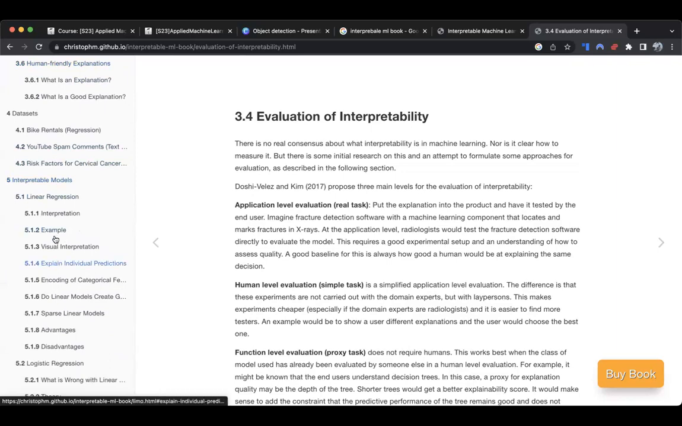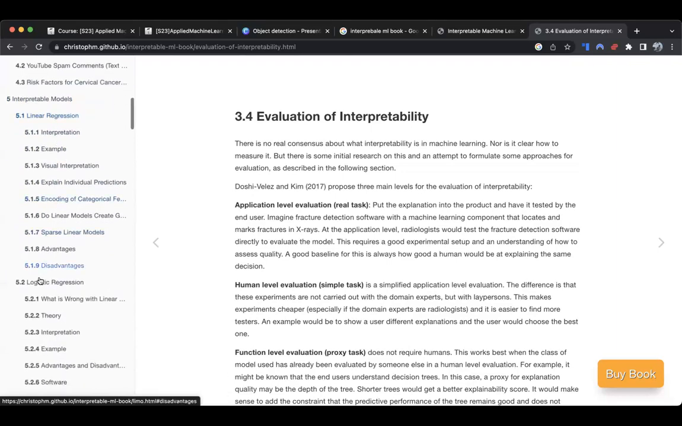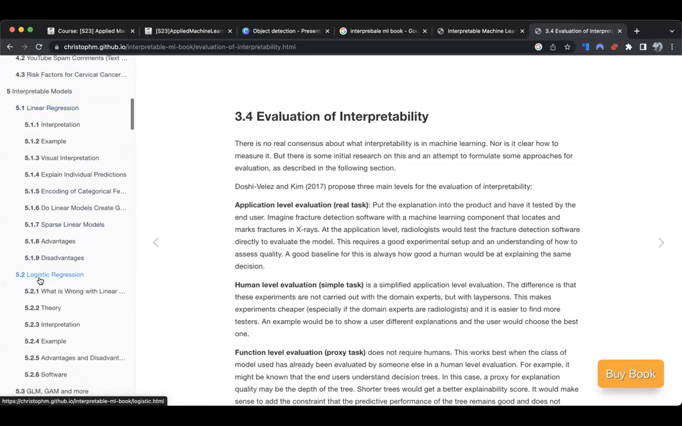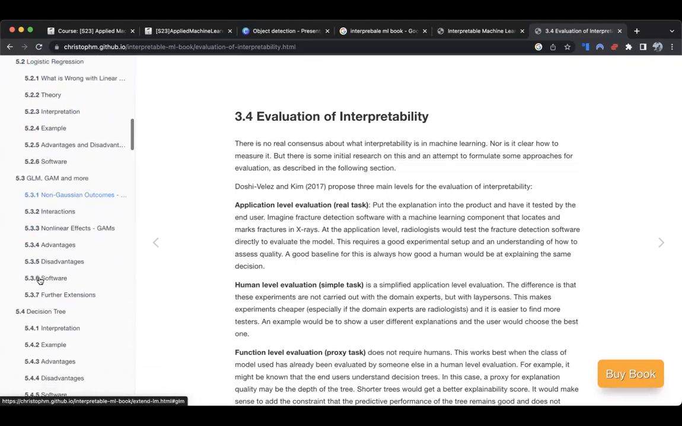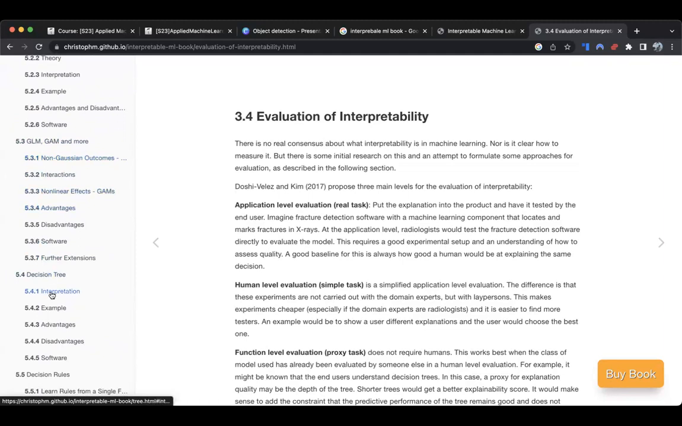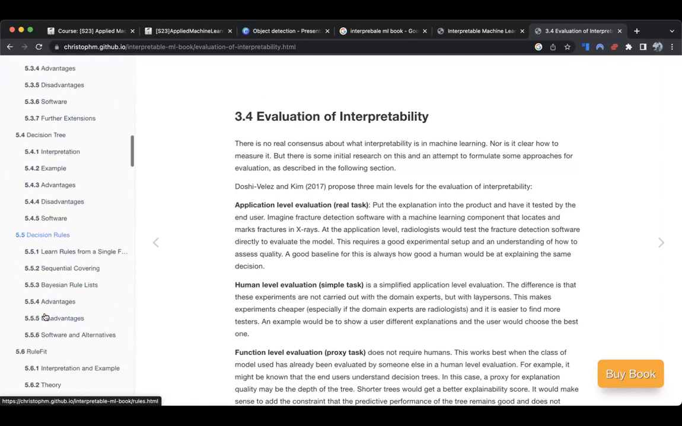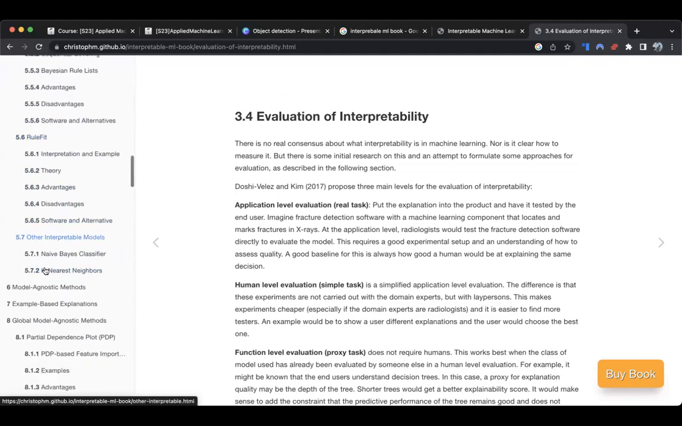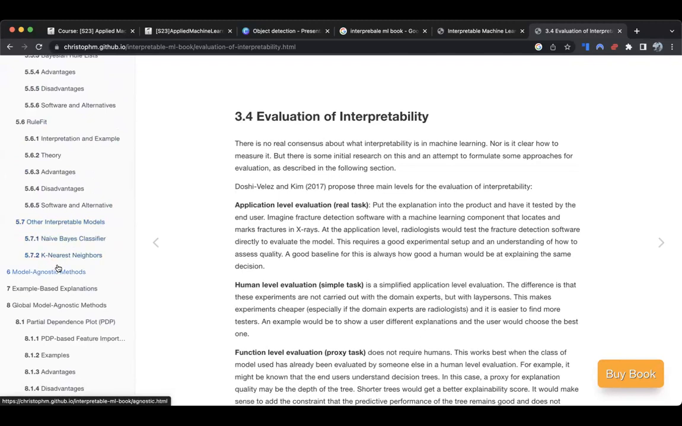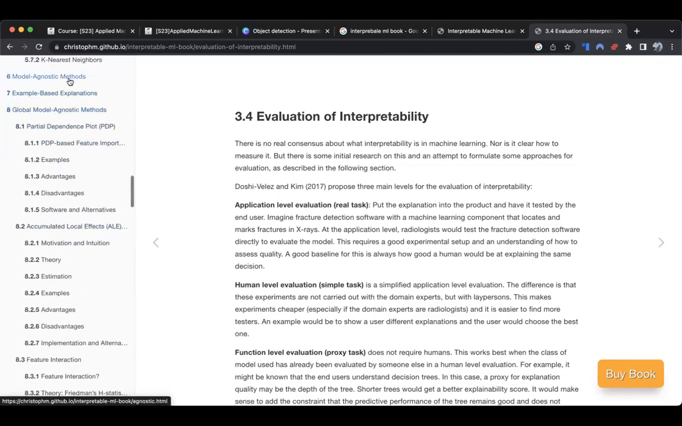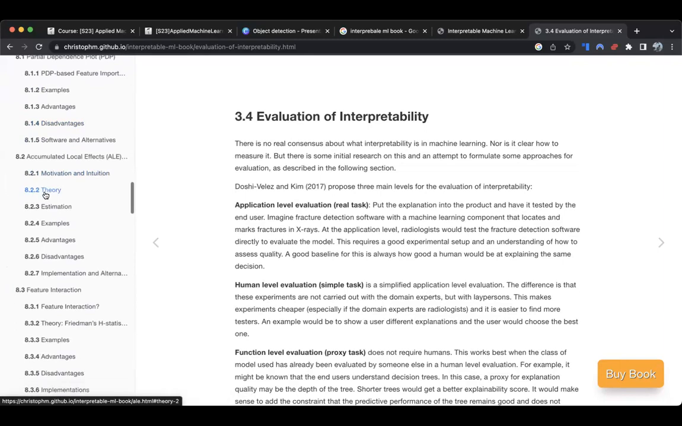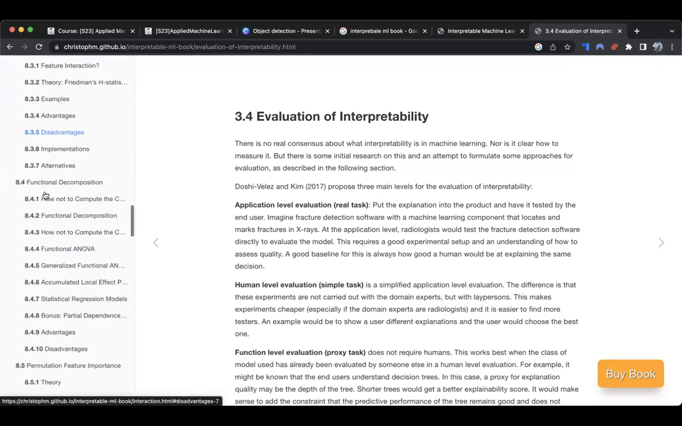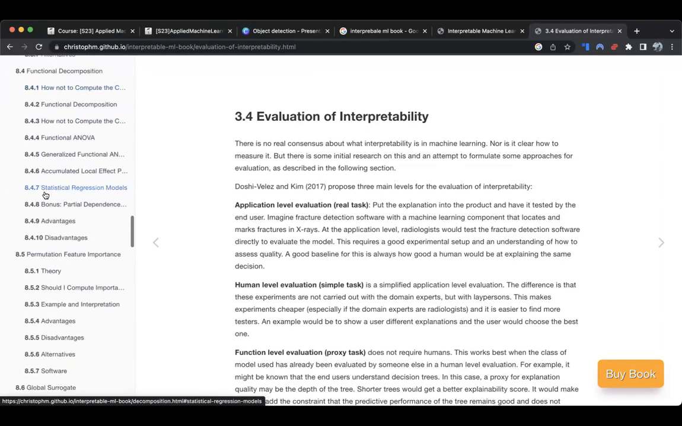Then it goes through a list of easy-to-interpret machine learning models, such as linear regression, which is obviously very easy to interpret, logistic regression, and other generalized linear models, decision trees and decision rules, RuleFit, other interpretable models, naive Bayes, and KNN. Here is where things become a little more interesting, when we start speaking about model-agnostic methods, and you will see a very long list. One of them is, of course, LIME, which we will see.